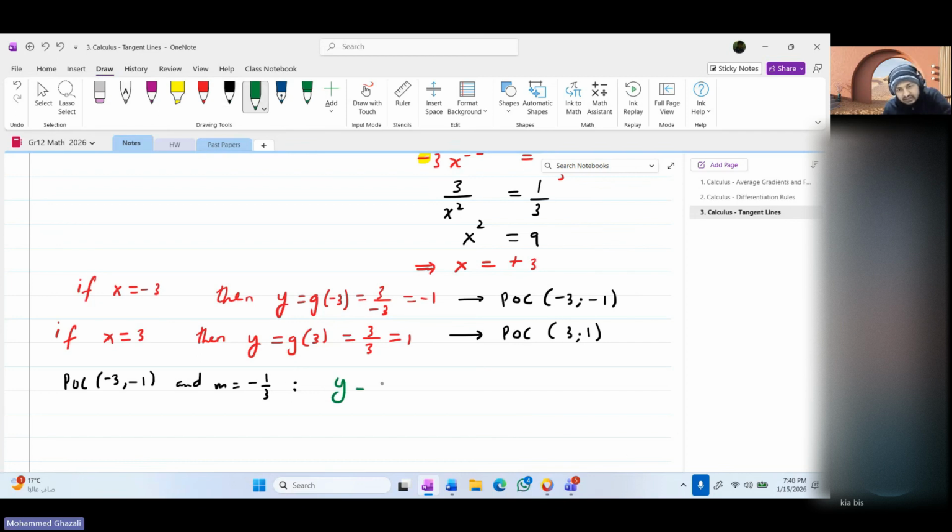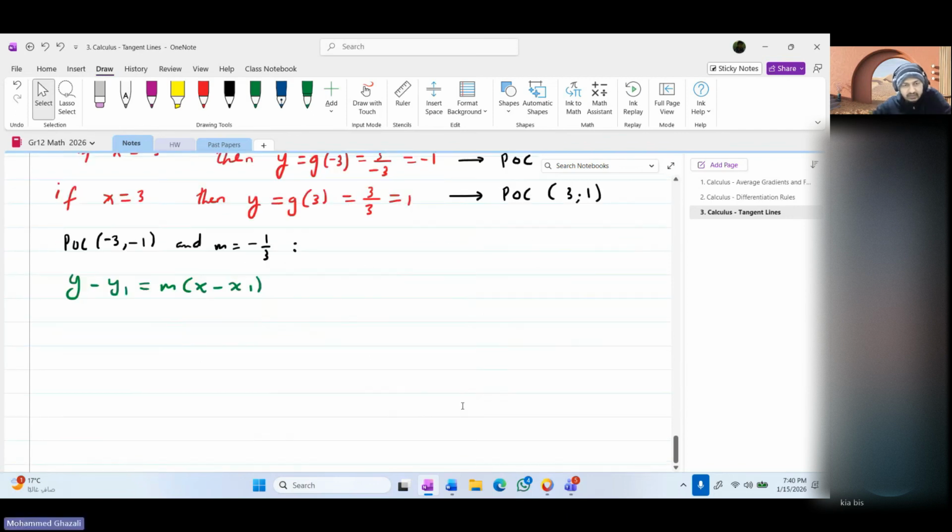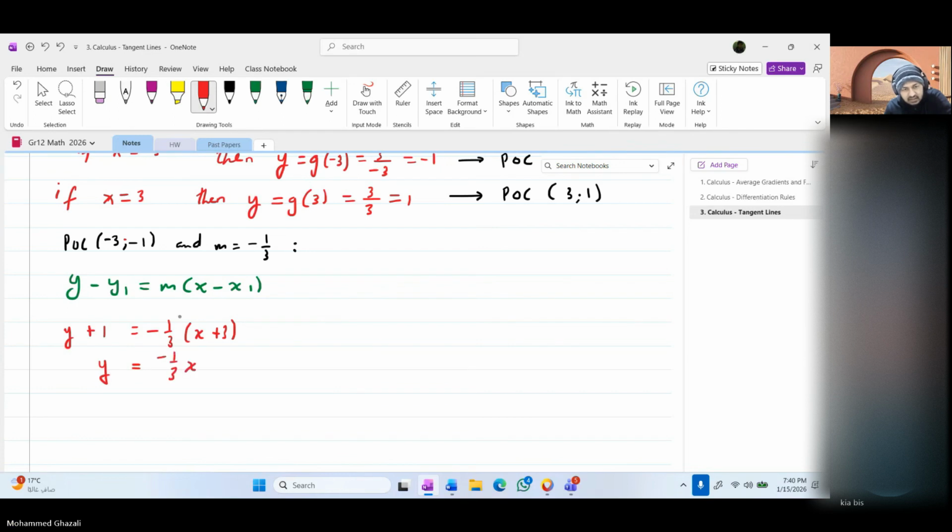What's the equation? y minus y1 equals m into x minus x1. So let's put this down over here and solve this. y minus y1 will be y plus 1. m is -1 over 3 into x minus -3, which is +3. So y is equal to -1 over 3x. -1 over 3 times 3 is -1, and take the 1 over, that's -2. So y equals -1 over 3x minus 2. So that's the tangent line.